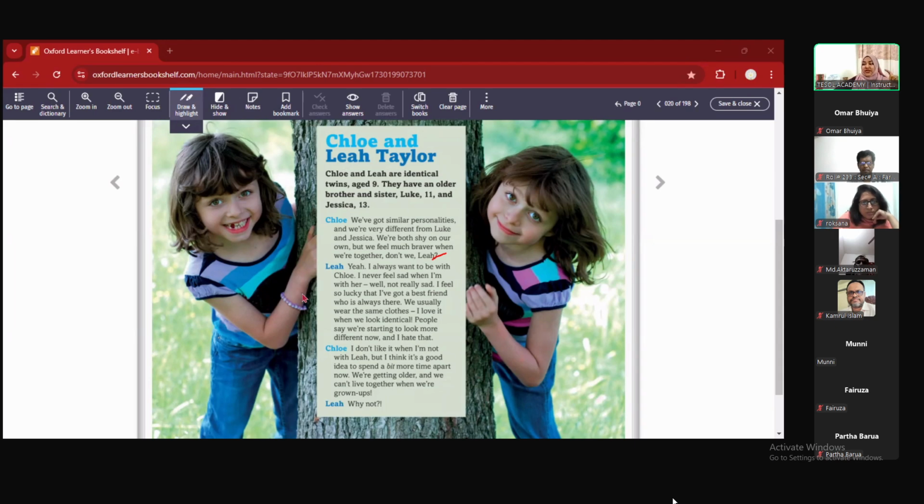Very good, Miss Munni. Next, the paragraph of Leah, I would like Miss Ria to read it. Miss Ria, read the passage of Leah.